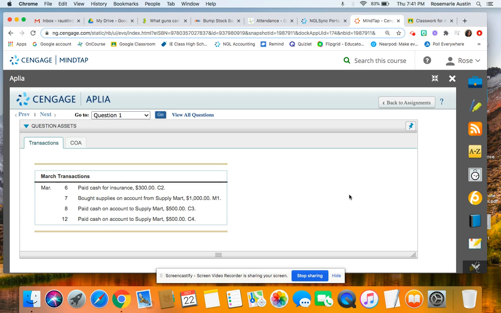Okay, everyone, here we are again. This is application problem 3-2. You can use this to help guide you if you're getting stuck completing this problem, okay?